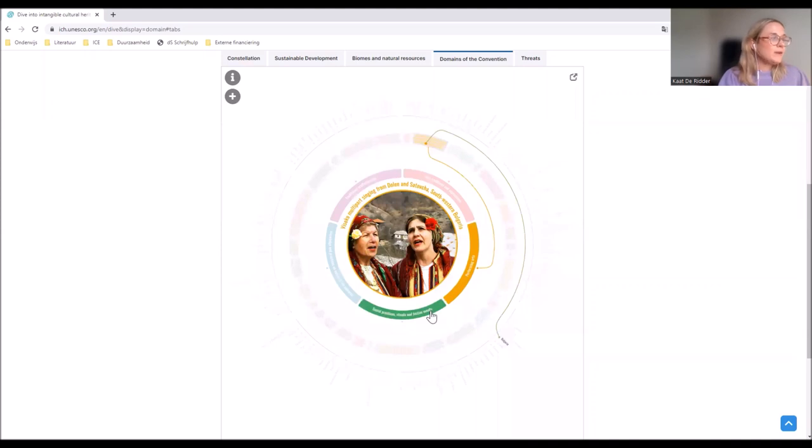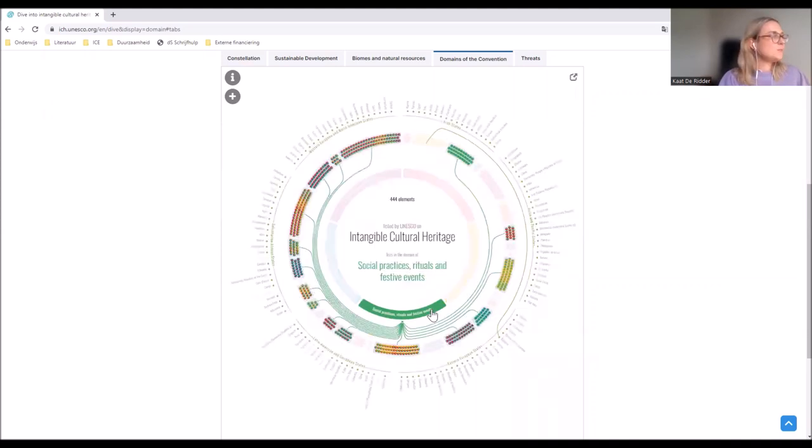The third domain of intangible cultural heritage is the domain of the social practices, the rituals, and the festive events, containing 444 elements today. It's perhaps one of the biggest domains of intangible cultural heritage because it concerns a very wide variety of forms: carnivals, processions, births, weddings, funeral rituals, and so on.